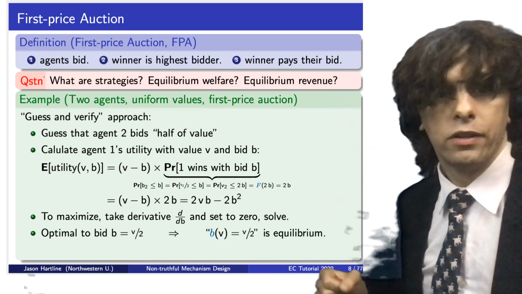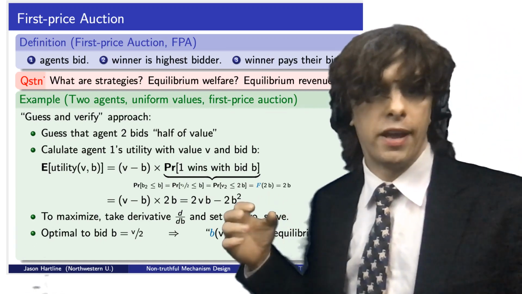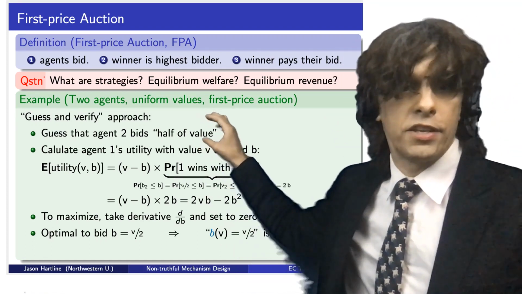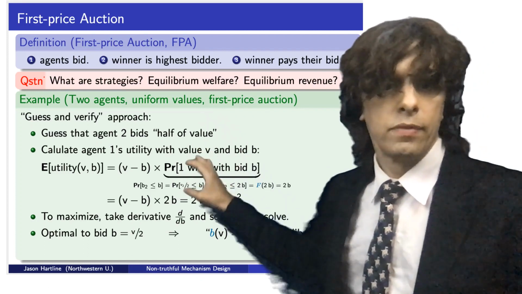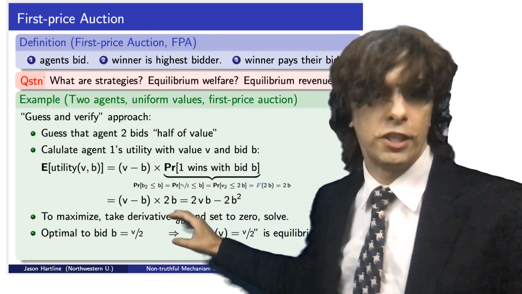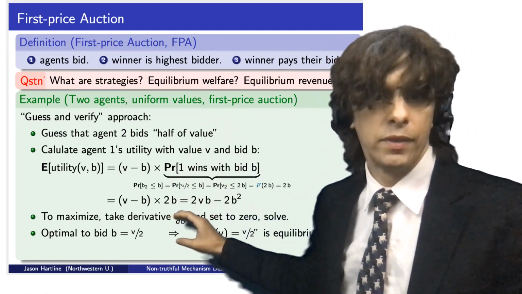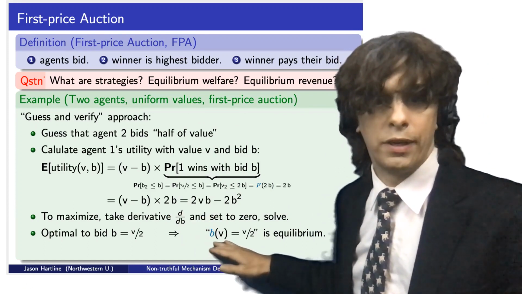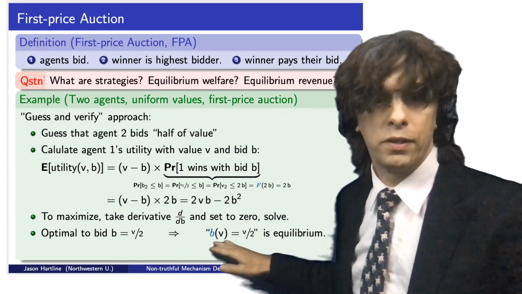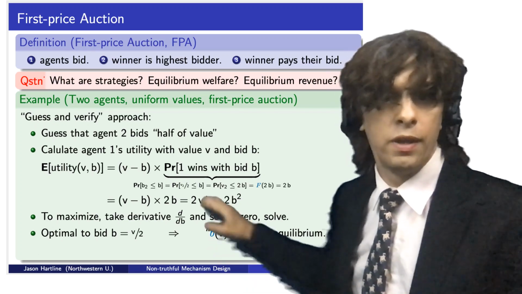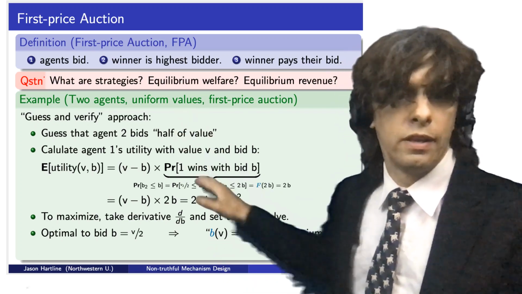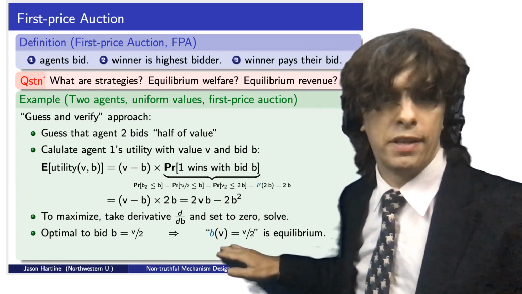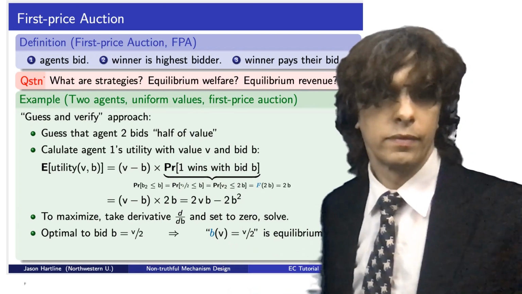Okay, good. So let's think about what we've done now. We've guessed that agent 2 is going to bid half of her value, and we've derived that agent 1 in this situation wants to bid half of his value. So in fact, bidding half of your value is an equilibrium in this auction. If both bidders think the other bidder is bidding half of their value and the values are uniform 0, 1, then both bidders are happy bidding half of their value, and that's an equilibrium.